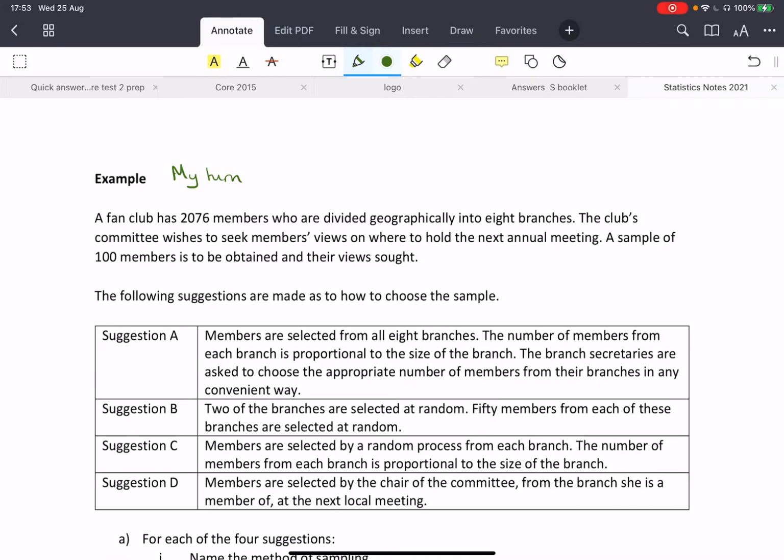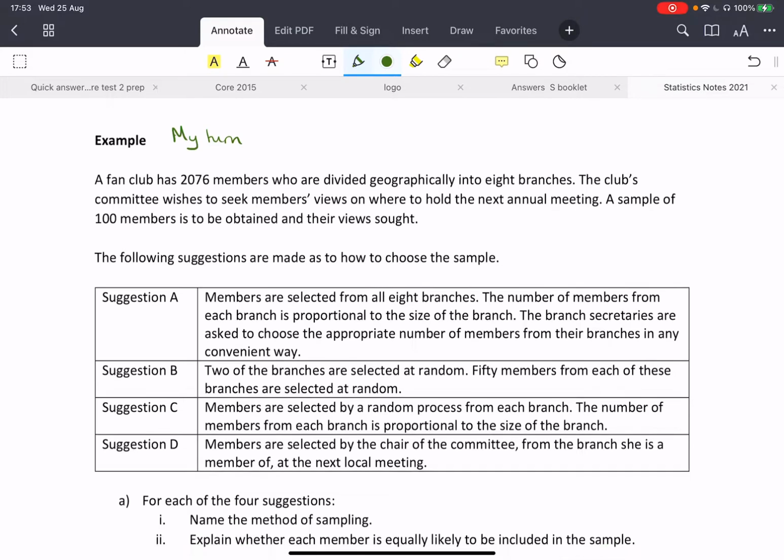Right, okay, so what we're doing here, it's my turn. It's looking at an old exam paper. This is from paper 2 from the old A-level, well, it would have been an AS paper, 2006. It's quite hard to find the mark scheme for this, but it's about looking at our suggestions A, B, C, D and trying to match them up to the samples we know that we've got before.